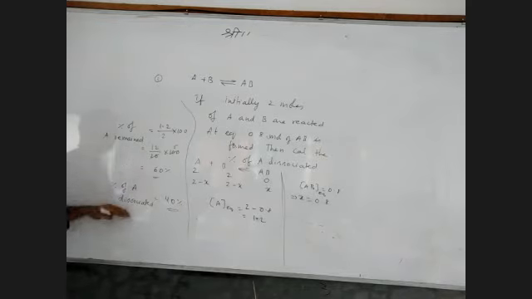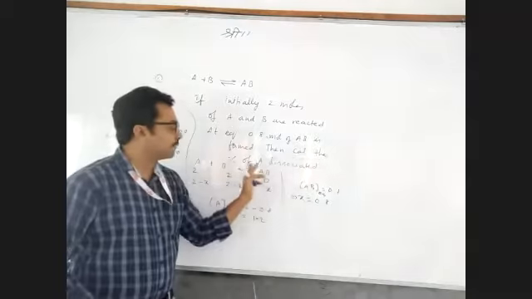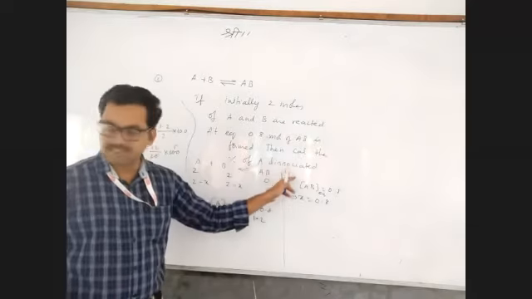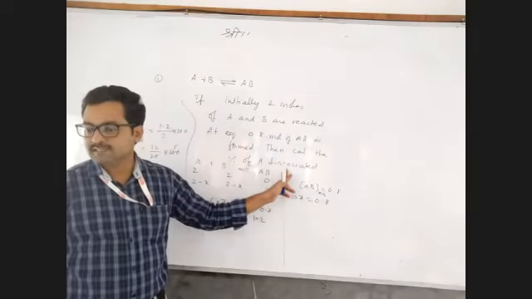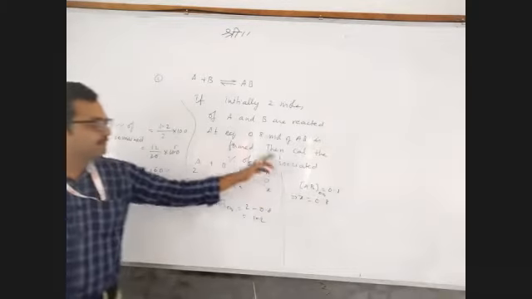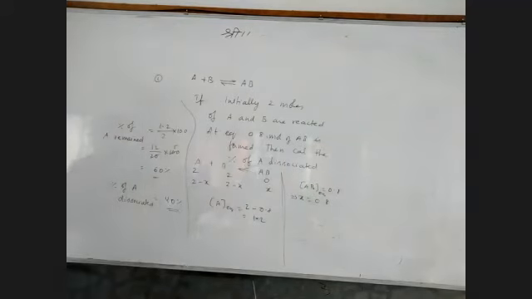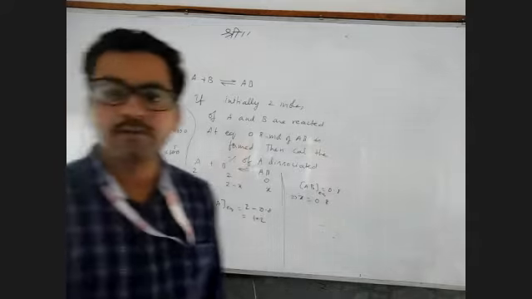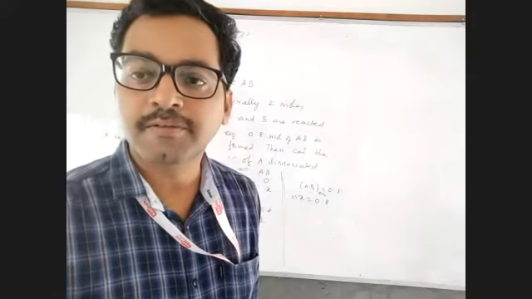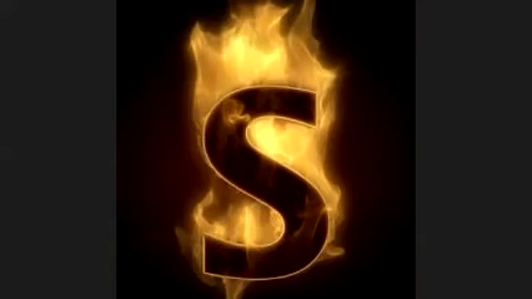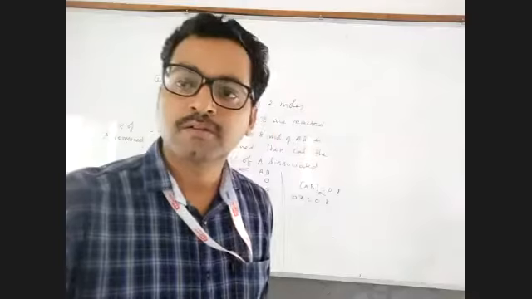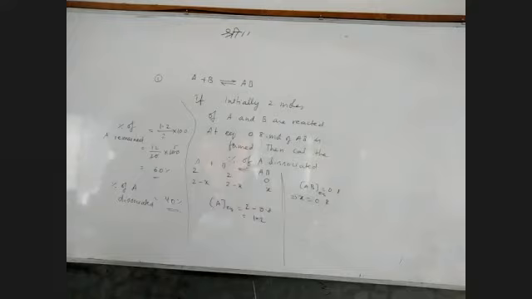So you have to see the question carefully. Calculate the percentage of A remaining means the answer is 60%. Calculate the percentage of A dissociated means 40%. Right? Understood? 40%. Okay. Next one.